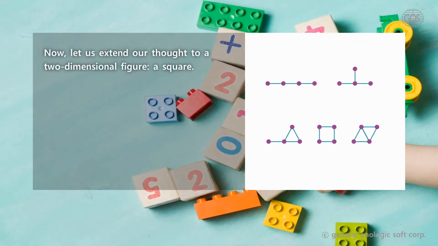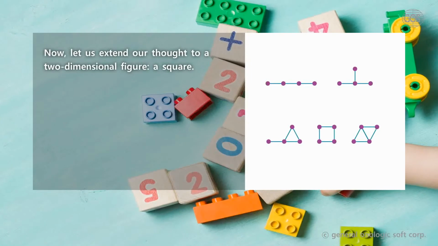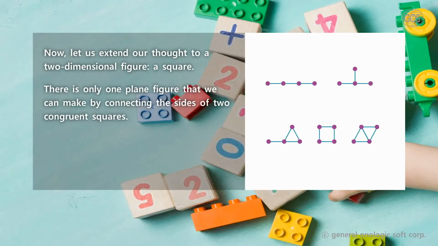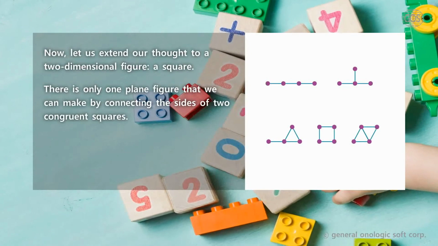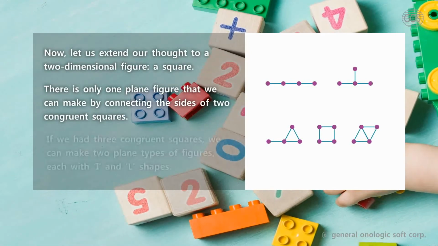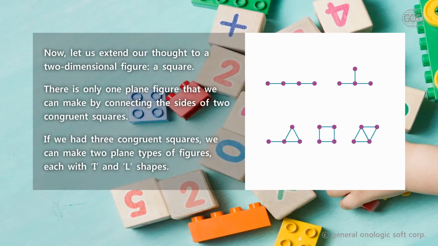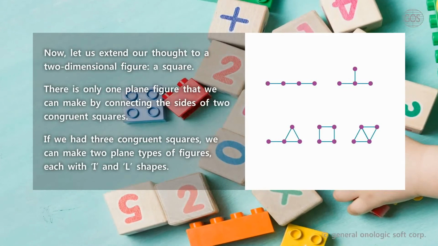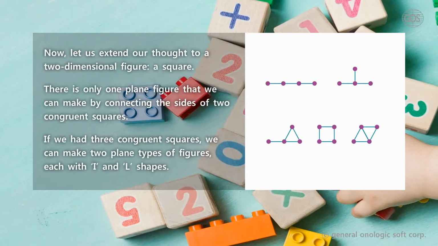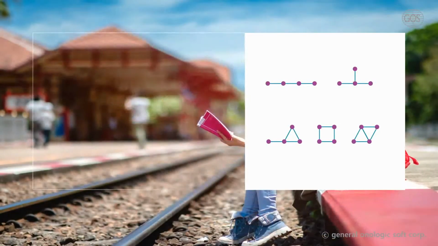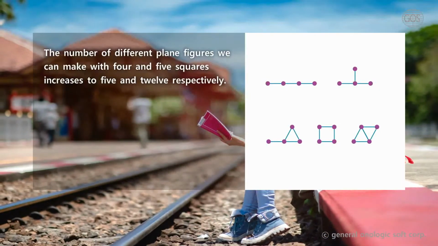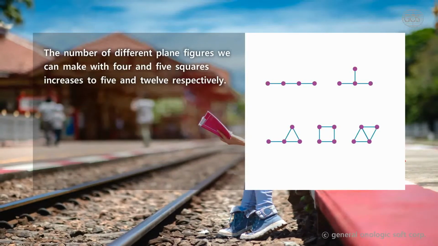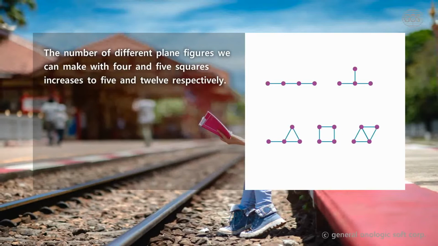Now, let us extend our thought to a two-dimensional figure, a square. There is only one plane figure that we can make by connecting the sides of 2 congruent squares. If we had 3 congruent squares, we can make 2 types of plane figures, with I and L shapes. The number of different plane figures we can make with 4 and 5 squares increases to 5 and 12 respectively.